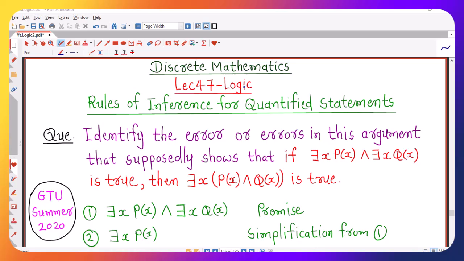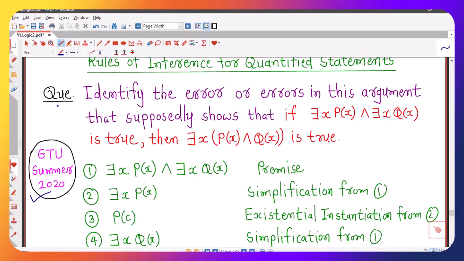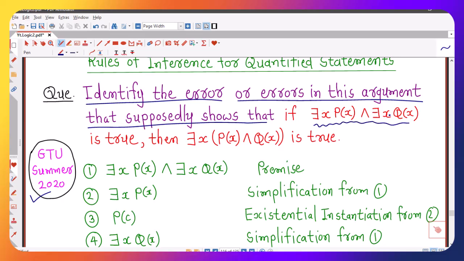In this lecture also we will discuss one more question on rules of inference for quantified statements. This question was asked in GTU Summer 2020 examination. First we understand what is this question. Identify the error or errors in this argument that supposedly shows that if there exists x P(x) and there exists x Q(x) is true, then there exists x in the bracket P(x) and Q(x) is true.